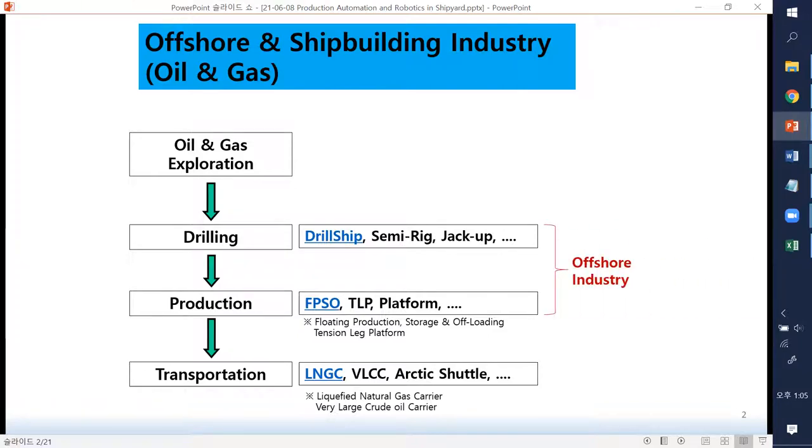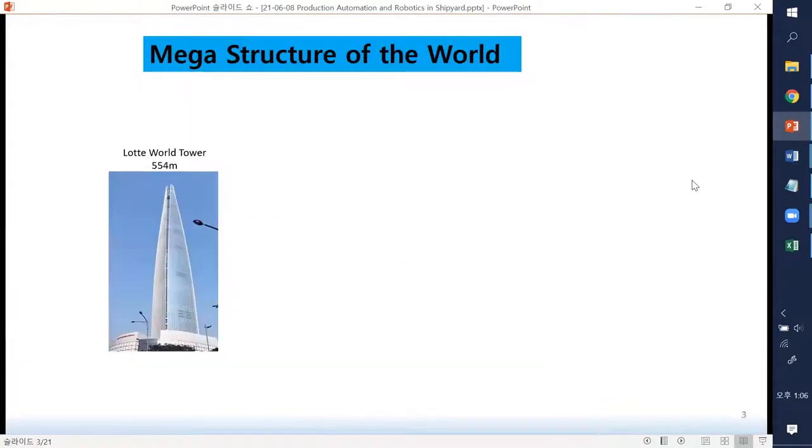The offshore industry or ocean plant can be separated into drilling platforms and production platforms. Transportation is categorized as shipbuilding because they are ships and they have been around for more than 1,000 years. But ocean plants are new devices for mankind. So you can divide the offshore industry and shipbuilding industry this way.